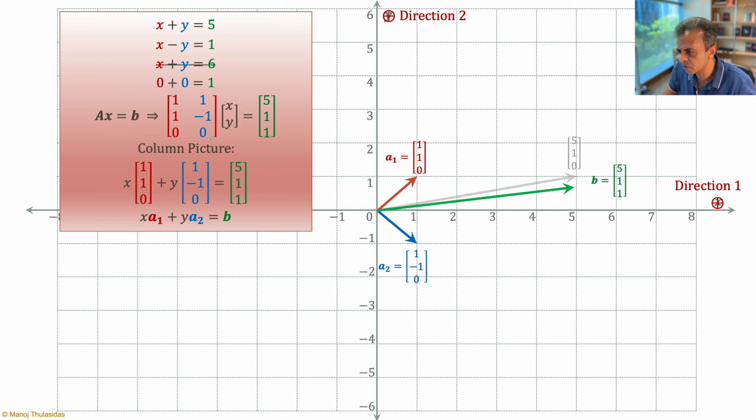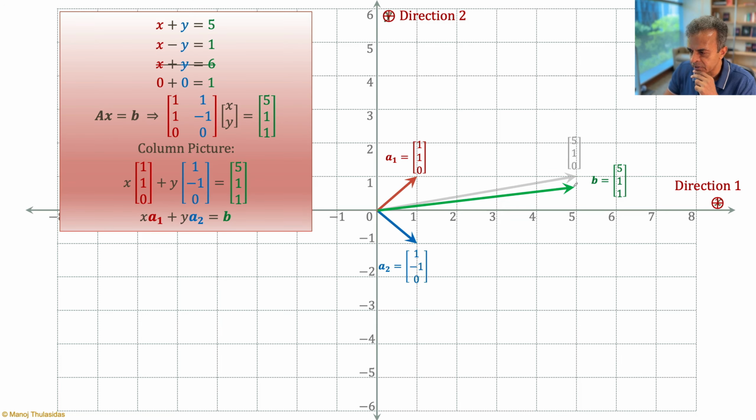That looks like 5, 1, 0, because I'm just zeroing the z component, and that is the gray vector there. So that's not the vector we're trying to solve. We're trying to solve for the constants vector, which is green. Now, what was our recipe?